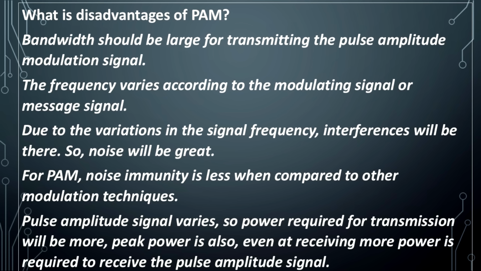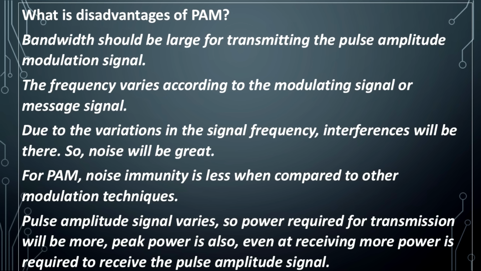What are disadvantages of PAM? Bandwidth should be large for transmitting the pulse amplitude modulation signal. The frequency varies according to the modulating signal or message signal. Due to the variations in the signal frequency, interferences will be there, so noise will be great. For PAM, noise immunity is less when compared to other modulation techniques.